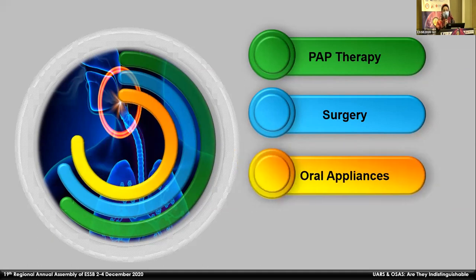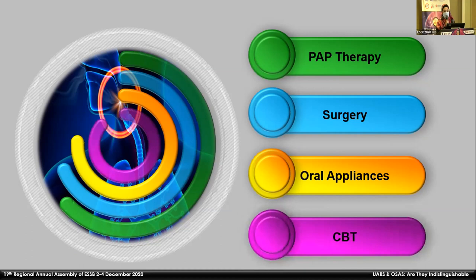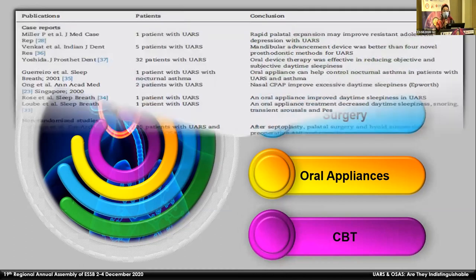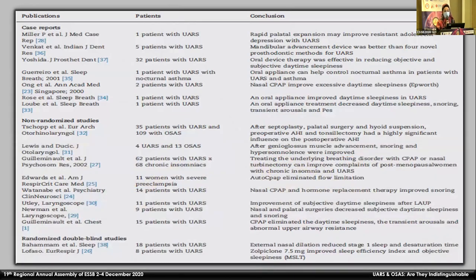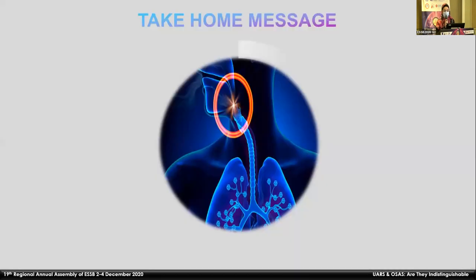Oral appliances such as the mandibular advancement devices seem a reasonable solution for such a condition. Yet only one case report and a small case series were published for this modality of treatment. Cognitive behavioral therapy was tried for those patients, especially those suffering from chronic insomnia and those having functional somatic symptoms. As we can see here, these are all the studies published for the surgical management of upper airway resistance. All these studies were defective either in the methodology or in the number of the included patients.